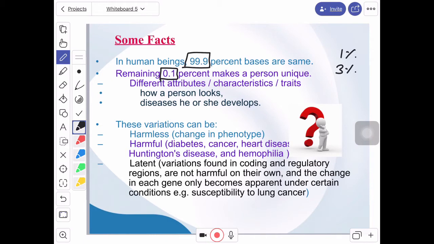Now here let us take 99.9% of individuals as the same. The remaining only 0.1% makes that person unique. His looks, his external appearance, his internal changes, all these things actually depend upon this 0.1% dissimilarity. The variations between individuals may sometimes be harmless, sometimes harmful. Even sometimes it may be an advantage for the organism.